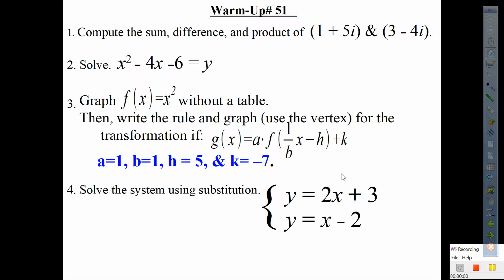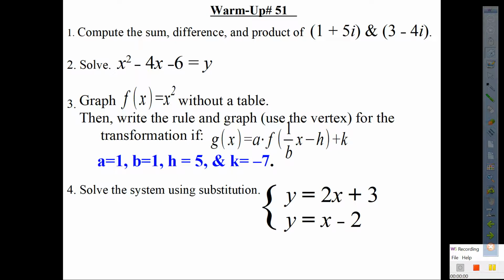Alright, warm-up number 51 is on the screen, and it reads, number 1, compute the sum, difference, and product of 1 plus 5i and 3 minus 4i. Number 2, it says solve x squared minus 4x minus 6 equals y. Number 3 says graph f of x equals x squared without a table.